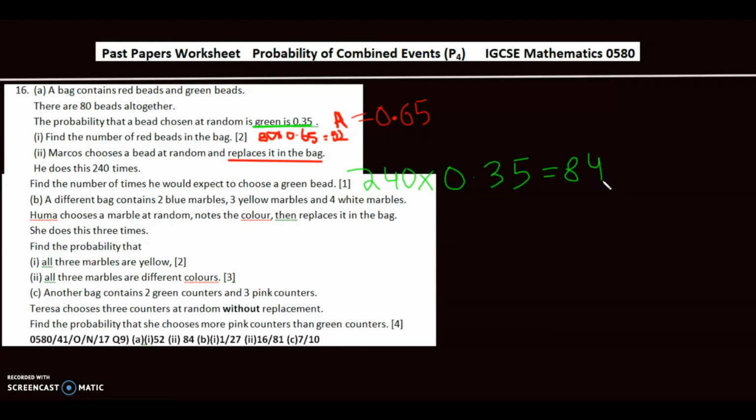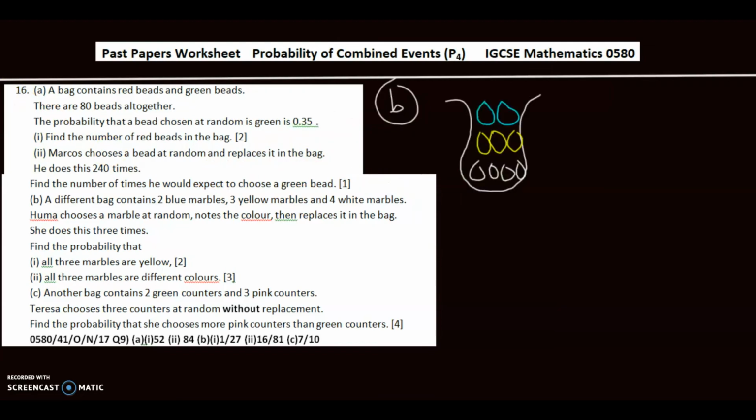Okay, part B. A different bag contains 2 blue marbles, 3 yellow marbles and 4 white marbles. Homa chooses a marble at random, notes the color, then replaces it in the bag. She does this 3 times. Find the probability that all 3 marbles are yellow.